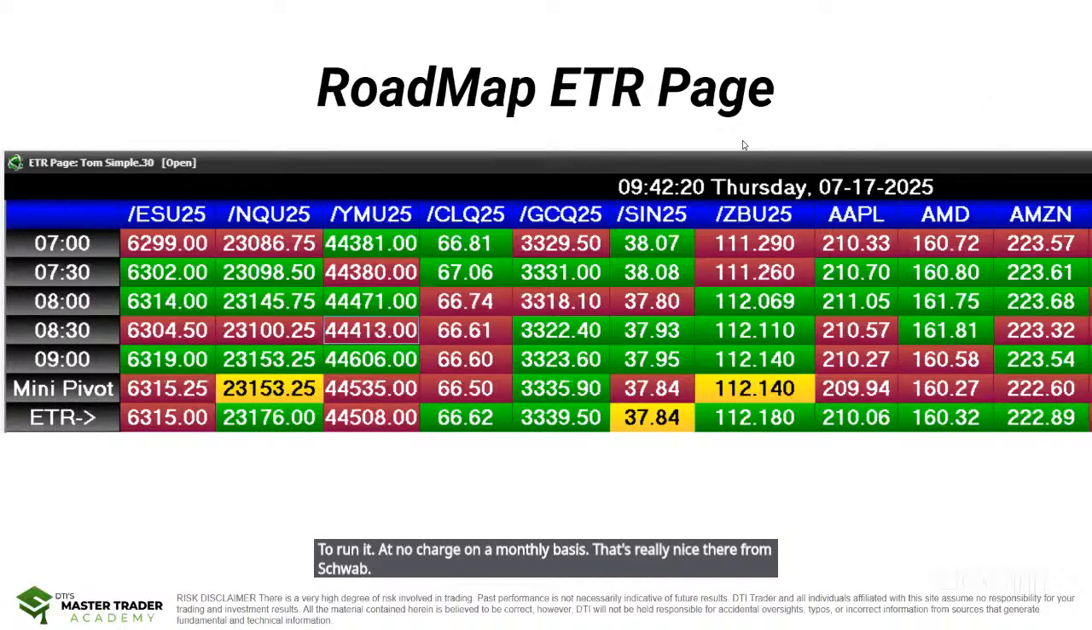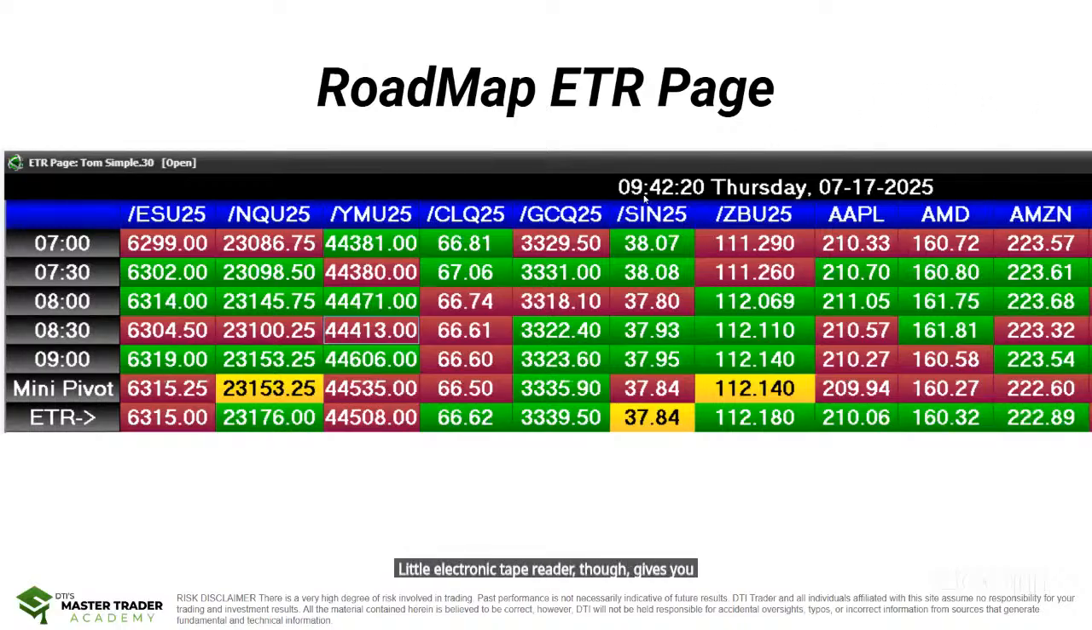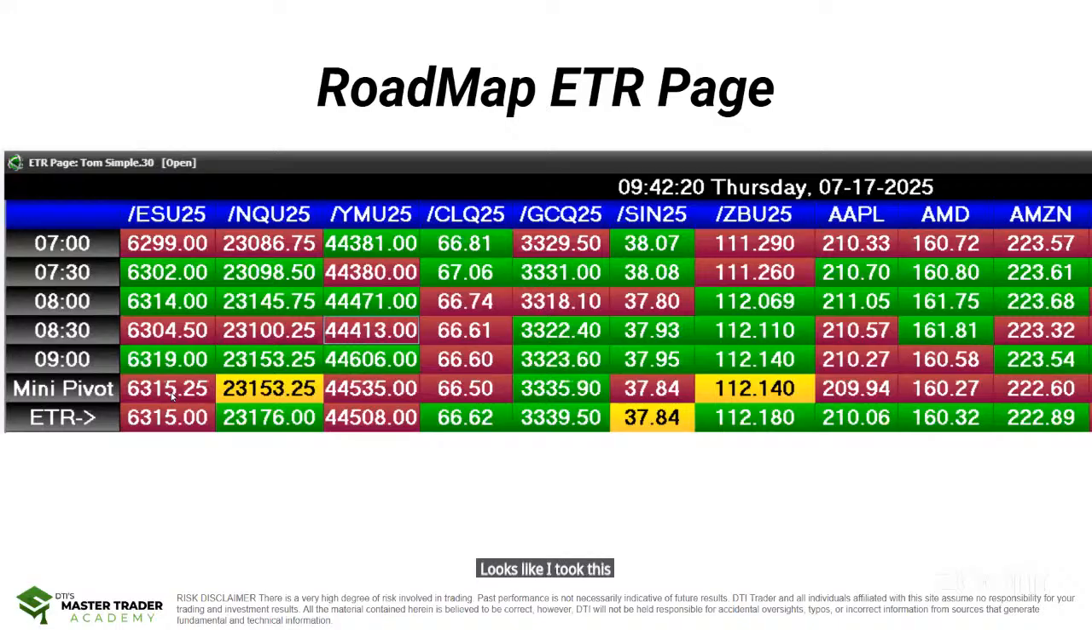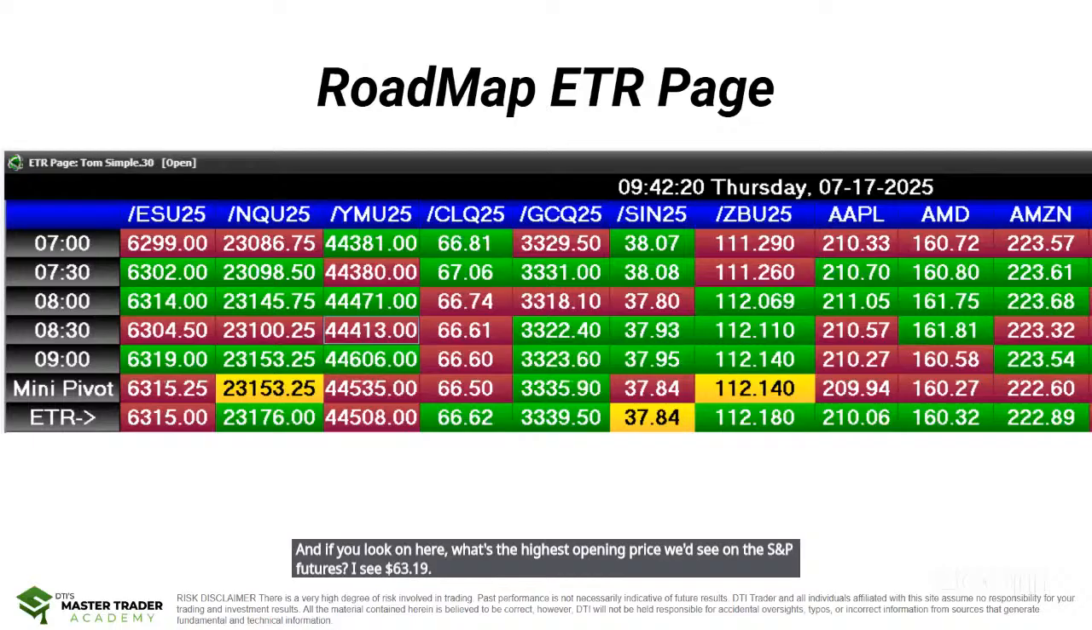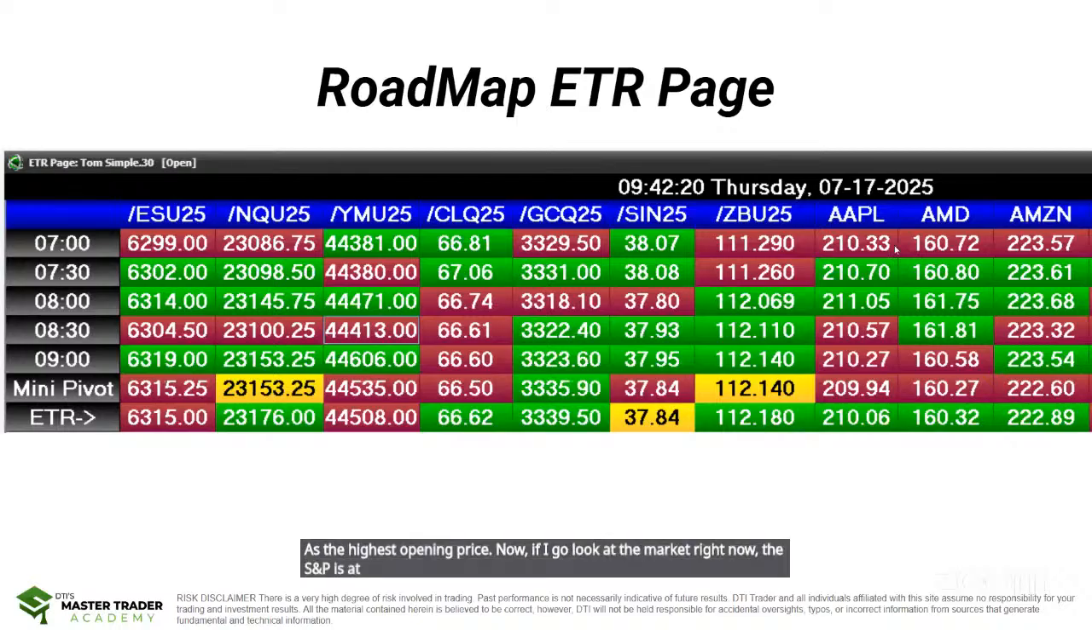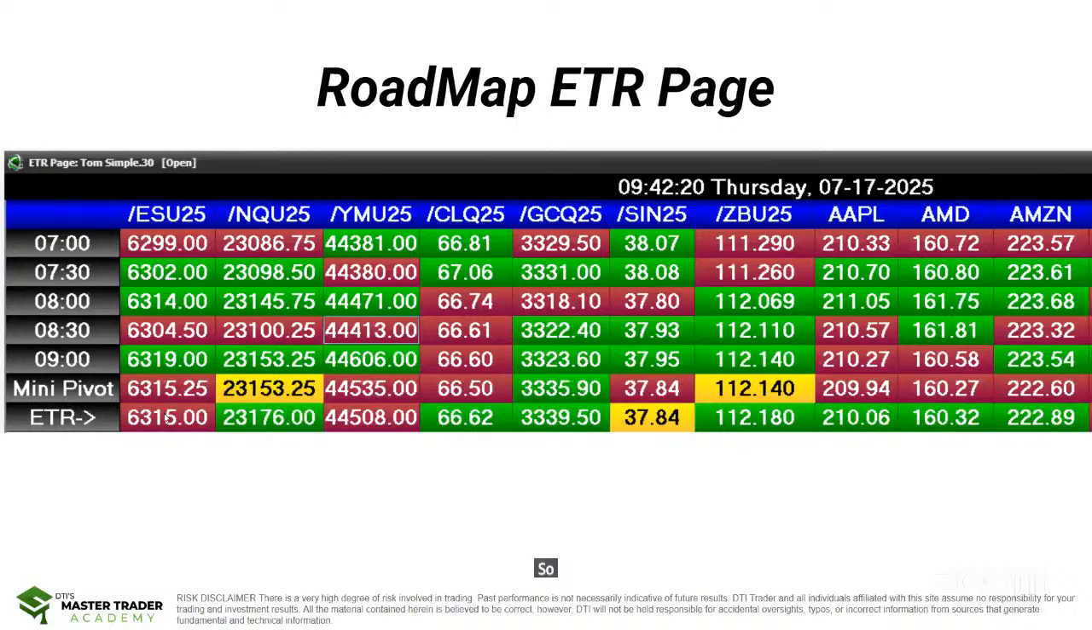The electronic tape reader, though, gives you key opening prices on a 30-minute basis. So if we just look down this column here, looks like I took this picture a little bit before we went live. And if you look on here, what's the highest opening price we see on the S&P futures? I see 63.19 as the highest opening price. Now, if I go look at the market right now, the S&P is at 63.20. So we've eclipsed that highest opening price.